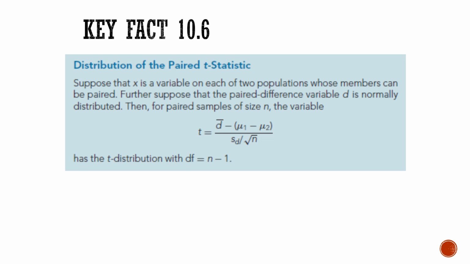When we are performing a hypothesis test, this is going to go away because the null hypothesis is going to state that mu sub 1 equals mu sub 2, and when the two means are equal, their difference is going to be 0. And just for the hypothesis test, we are going to end up having d bar divided by s sub d over square root over n, with df n minus 1.